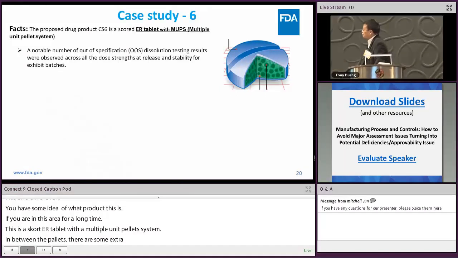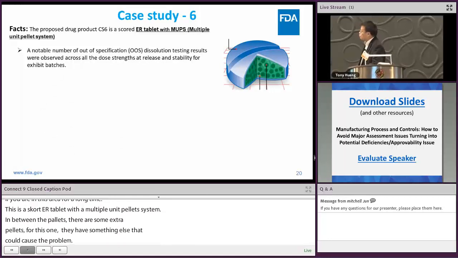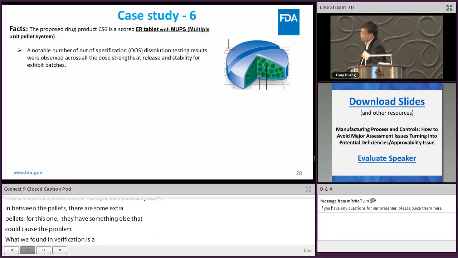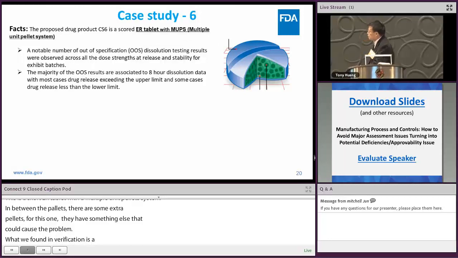What we found in their application is a noticeable number of OOS in dissolution across all strengths at release and stability for exhibit batches. And the majority of OOS results are associated with 8-hour dissolution data, with most cases drug release exceeding the upper limit, and some are less than the lower limit. So it's pretty random.